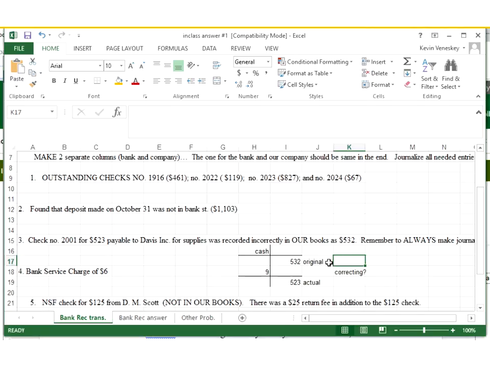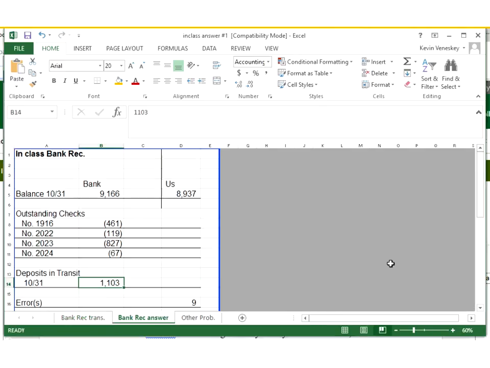And again, this is just for my visual purposes. This is not my journal entry. This is not my actual cash T account. This is just for me to visualize what needs to happen. And my entry needs to be a $9 addition to my cash. It's on the debit side. So that's the first thing that I would show here is I had an error.